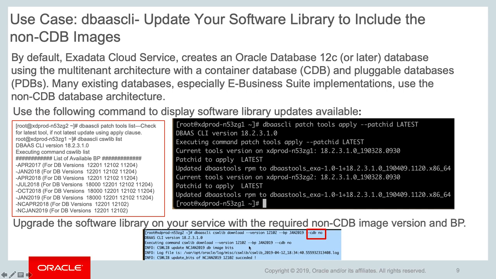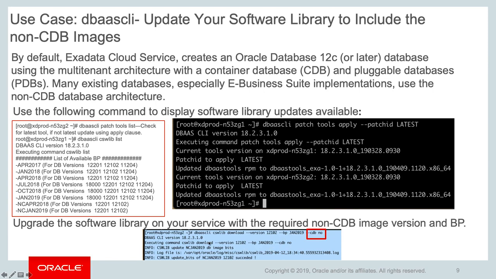So you can upgrade the software library on your service with the required non-CDB image version as well as the bundle patch. And the command might look like Diva CLI CSWLib download --version, where you specify the version you are interested in, and then you specify the bundle patch and Jan 2019 with -cdb no. So this argument indicates to Diva CLI to download the Jan 2019 patch, and that should have compatibility with a non-CDB database. I know that Jan 2019 supports that image, so you can always use this command to get that image downloaded.